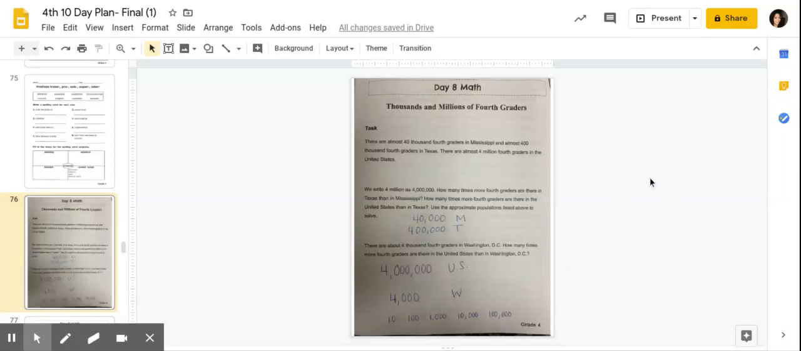Hey guys, so we are on day 8 math. There are a few pages for you to complete today.